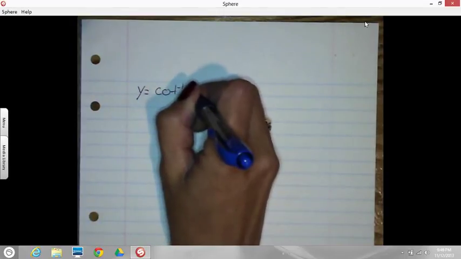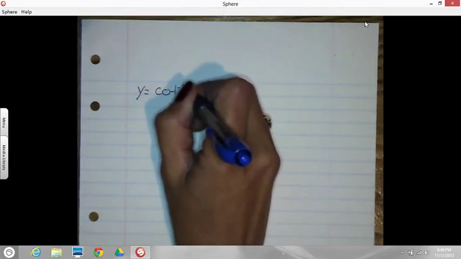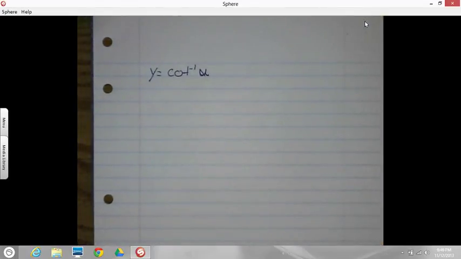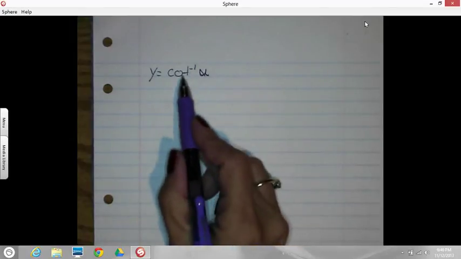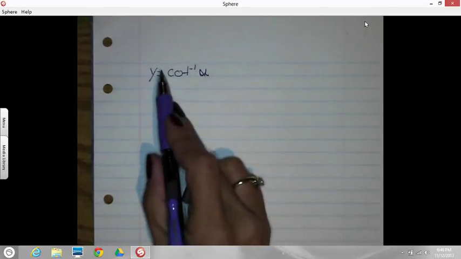So y equals inverse cotangent of u, and we're going to develop the derivative rule. So first thing you do is eliminate this inverse by taking the cotangent of it. Whatever I do to one side, I'm going to do to the other.